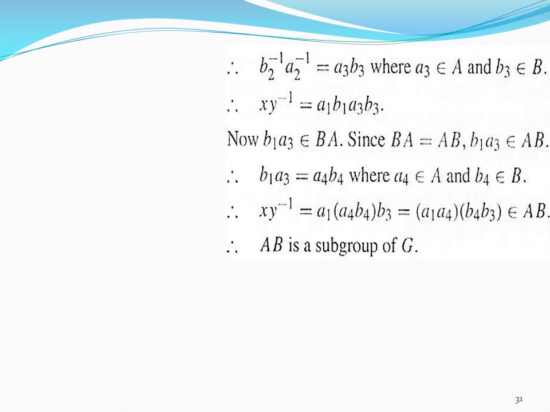Now go once again to xy inverse equal to a1 into a4 b4 into b3, that is a1 a4 b4 b3. So it belongs to where? AB. So xy inverse belongs to AB. Therefore, AB is a subgroup of G. So the condition of subgroup is proved. So AB is a subgroup of G if and only if AB equal to BA. Very important theorem. The C part question is proved.